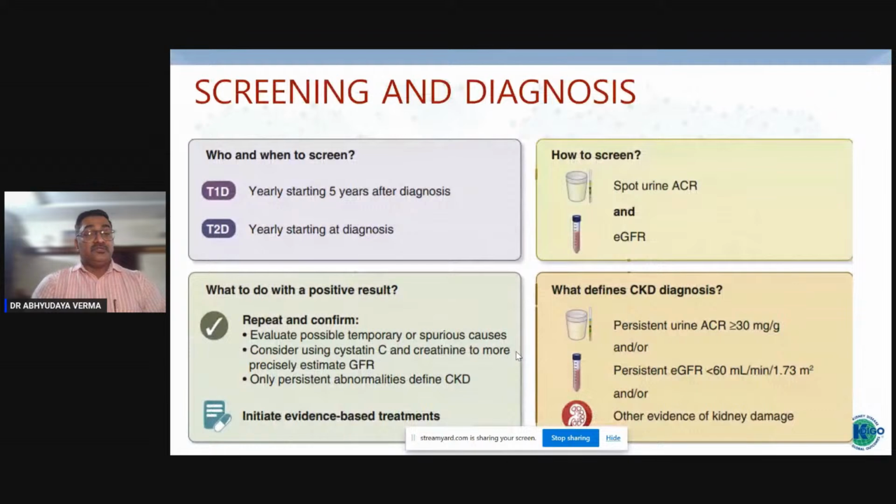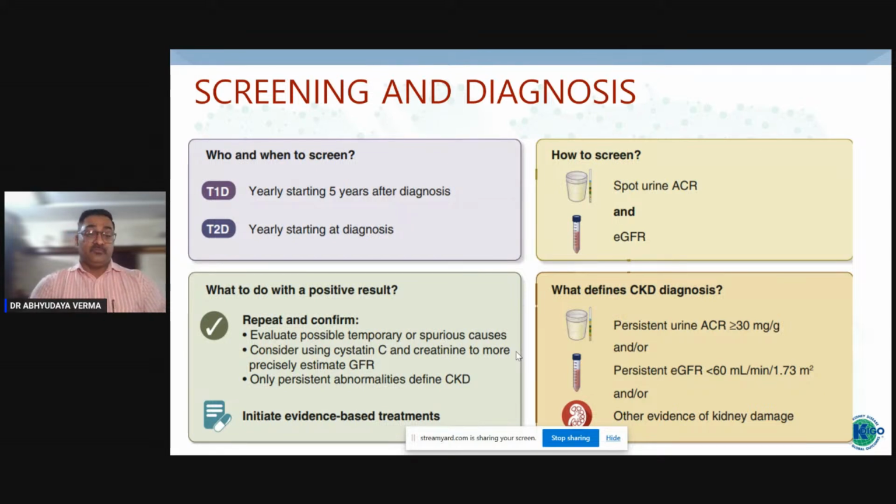Screening: type 1 yearly, starting 5 years after the diagnosis. Type 2 yearly from the diagnosis itself. How to screen? This is important. We can get a spot urine ACR and a GFR also. Here, mind, only creatinine is not sufficient. And what to do if we get a single positive result?